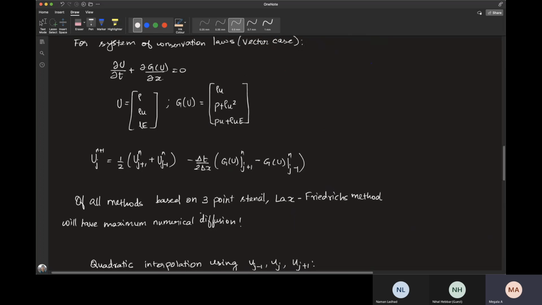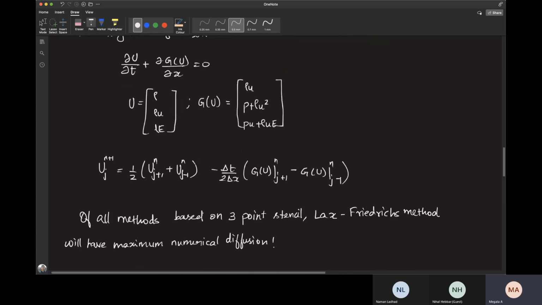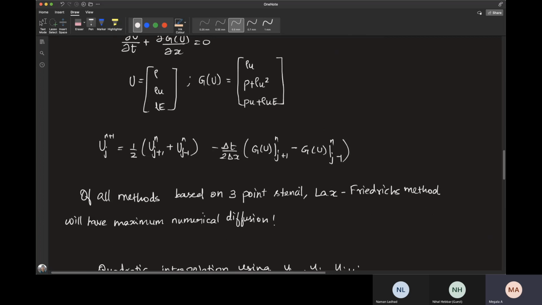So for Euler's equations also, you can comfortably use this Lax-Friedrichs scheme to find the solution. This is one of the earliest methods, and of all methods based on a 3-point stencil. Here the method is based on a 3-point stencil, right? You have j plus 1 and j minus 1. To find some value at some point xj, you need to use three values, at xj plus 1, xj minus 1 and xj.